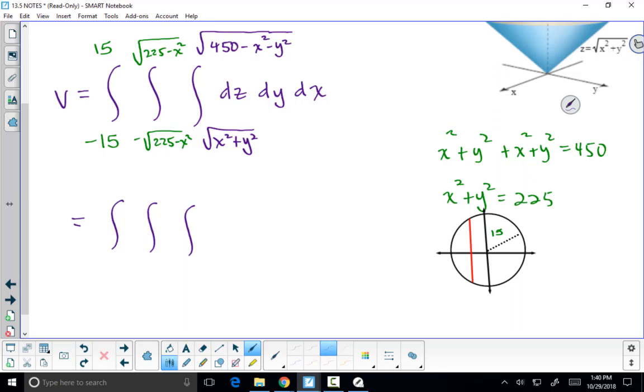So then, if we change it to cylindrical, what's going to go on the inside here? r dz dr d theta. And then the z's, we're going to convert both of these over. So we're going to have square root of 450 minus r squared, and then square root of 450 minus r squared. And then how about the r's? 0 to 15. Thetas? 0 to 2 pi. Makes you appreciate cylindrical coordinate systems, right?